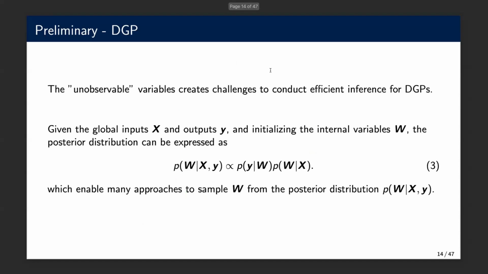From this idea, because we can solve the global integral, we can solve the global likelihood. So we can express the posterior of the intermediate output variable W by the Bayesian rule, and both terms on the right-hand side of equation 3 are Gaussian distributions. So this enables many statistical approaches to sample the unobservable intermediate output W from the posterior distribution.